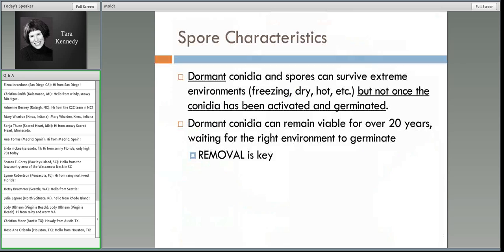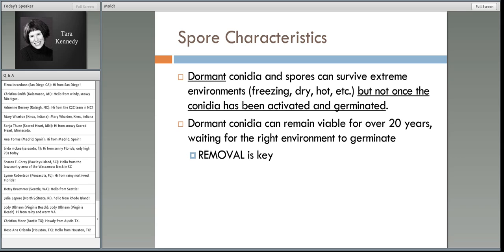Some information about spore characteristics. Dormant conidia and spores can survive extreme environments, and that can be freezing, dry, hot, etc. But not once they have been activated and germinated. If the conidia and the spores are dormant and haven't been activated, it's really tough to get rid of them. That's when they're floating through the air after they've just been released from the conidia. This is why removal of conidia is super important, because they can remain viable for over 20 years, waiting for the right environment to germinate.